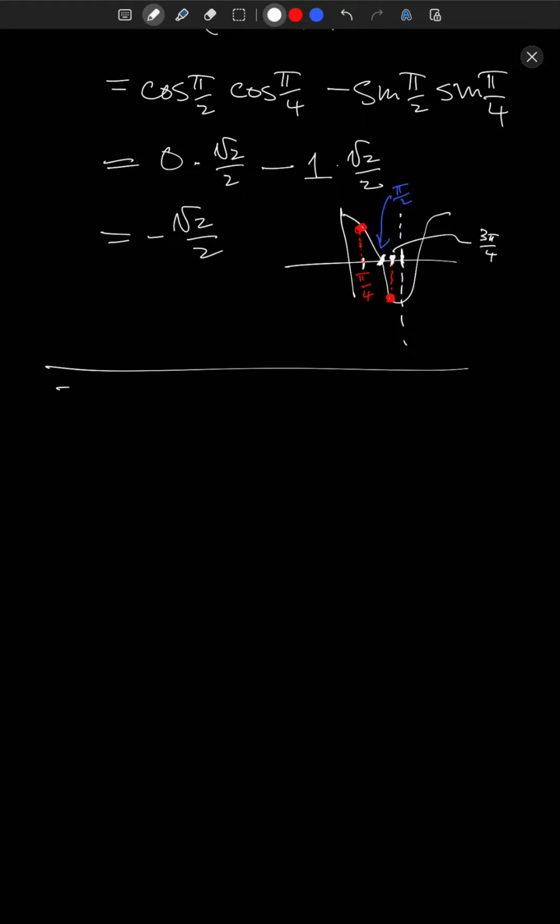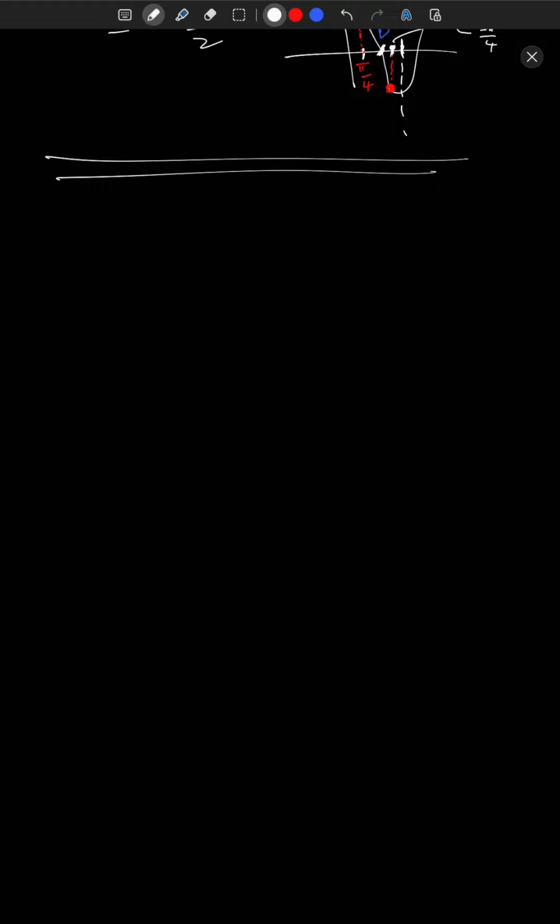Okay, another type of problem we can do from our new identity. This identity is one that you'll see in the homework. Let's say I want cosine of alpha plus beta.